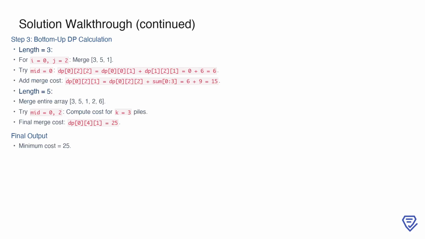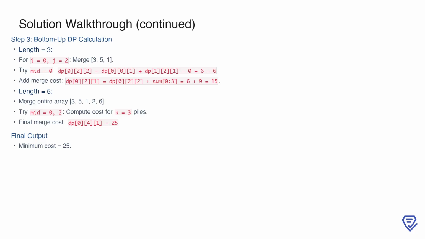Using the bottom-up DP approach, we first tackle subarrays of length 3. For i equals 0, j equals 2, merging 3, 5, 1 into one pile involves first splitting into two piles. Trying mid equals 0, we compute dp[0][2][2] equals dp[0][0][1] plus dp[1][2][1] equals 0 plus 6 equals 6.